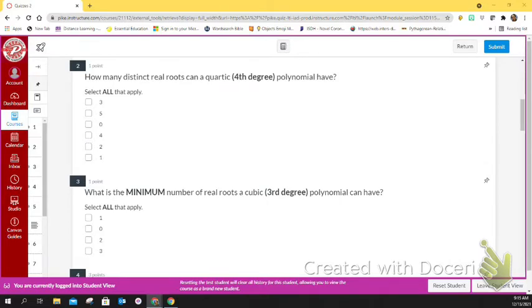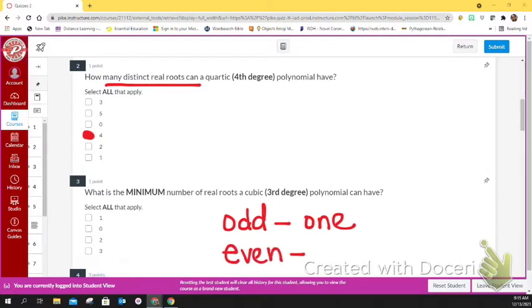Okay, so remember the distinct roots, the maximum is your degree. So if it's a 4th degree, the maximum would be 4. The minimum for an odd is always 1, but for an even, it is none or 0. So because 3 is an odd number, the minimum would be 1. I would definitely have this on your cheat sheet. So even degrees have a minimum of 0. Odd degrees have a minimum of 1.